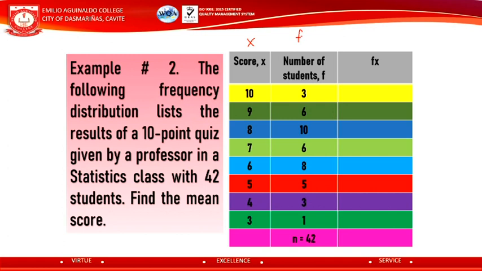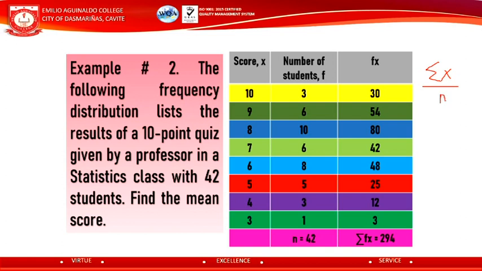So if we're going to multiply that, we will be able to obtain these values. So 3 times 10 will give us 30. 6 times 9 will give us 54, and so on and so forth up to the last part. And then again, if we're going to find the summation of this column, we will obtain 294.